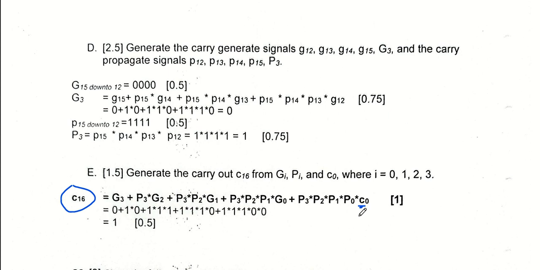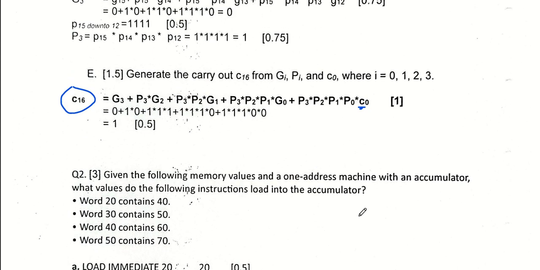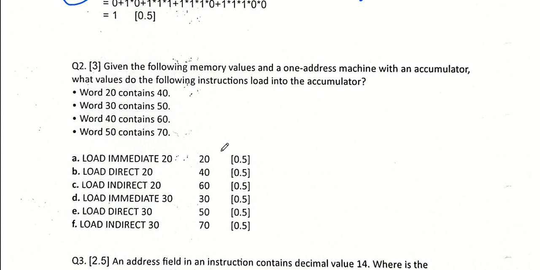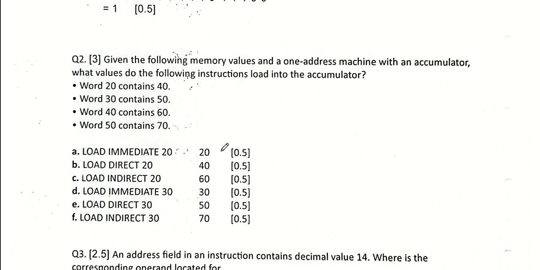Okay. So let's solve this one too. It says, given a memory with values and a one address machine with an accumulator, what values do the following instructions load into the accumulator? So you have a one address machine, you have an accumulator, and this is what we are given. They say word 20 contains 40, word 30 contains 50, word 40 contains 60, and word 50 contains 70.